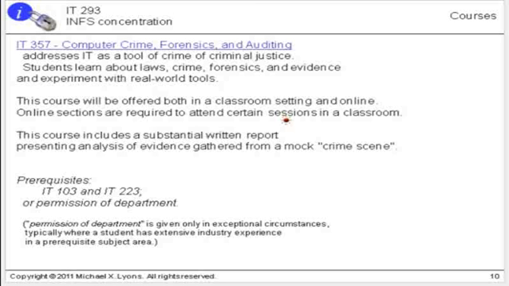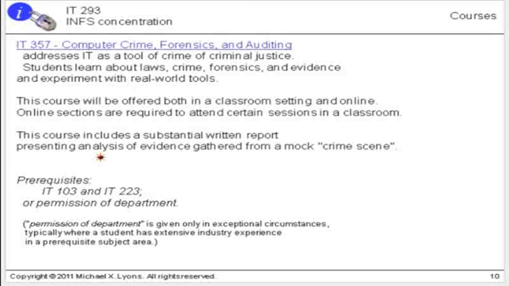A substantial part of this course involves a big project where you get given some digital evidence, you have to analyze it, use the tools, try and discover what's there, then interpret what it means, and prepare a report based on your analysis.